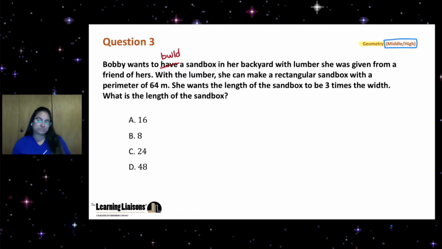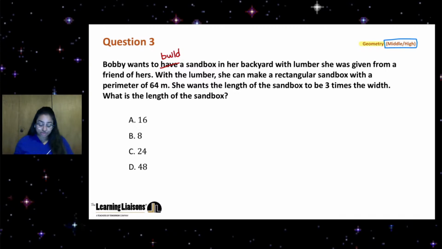Let's say she wants to build a sandbox in her backyard with lumber. And this she was given from a friend of hers. With the lumber, she can make a rectangular sandbox with a perimeter of 64 meters, M. She wants the length of the sandbox to be 3 times the width.